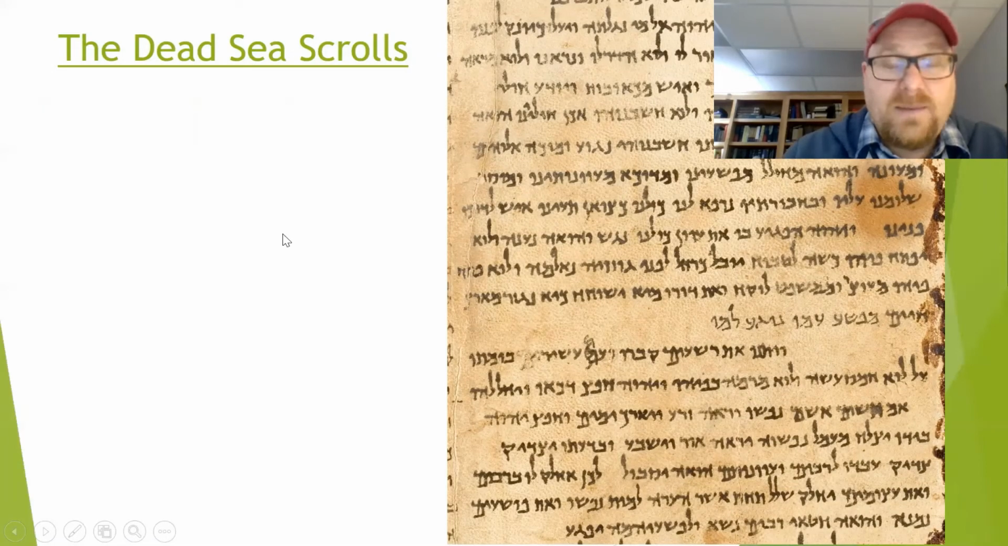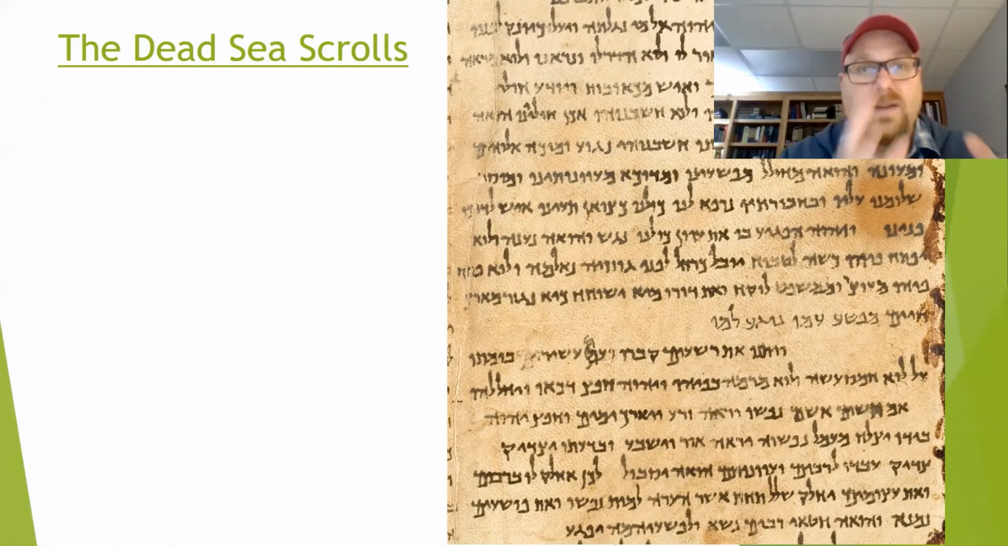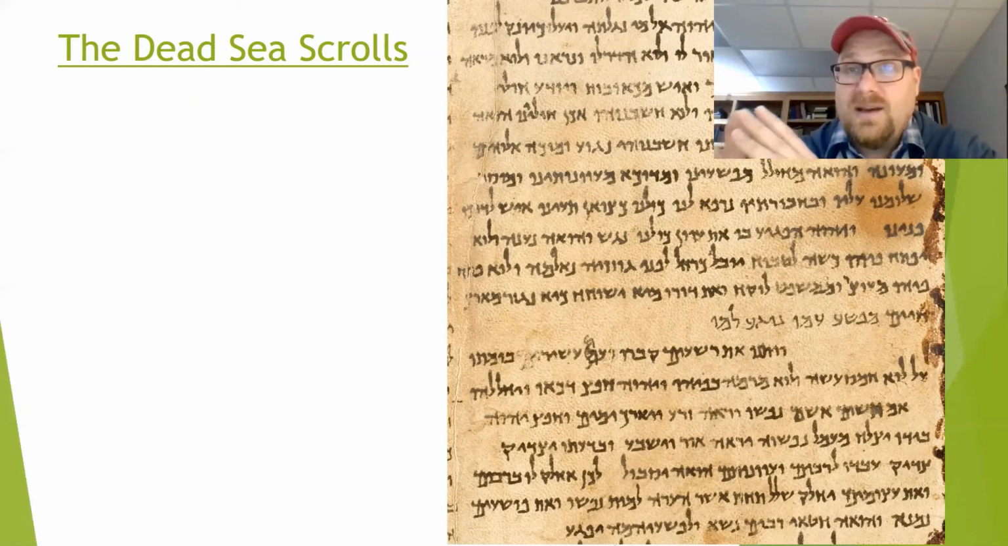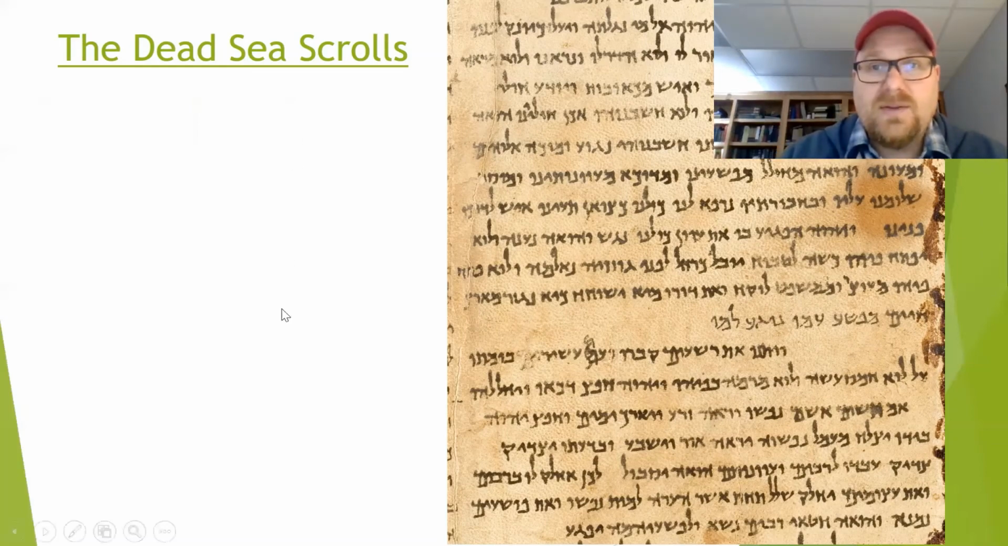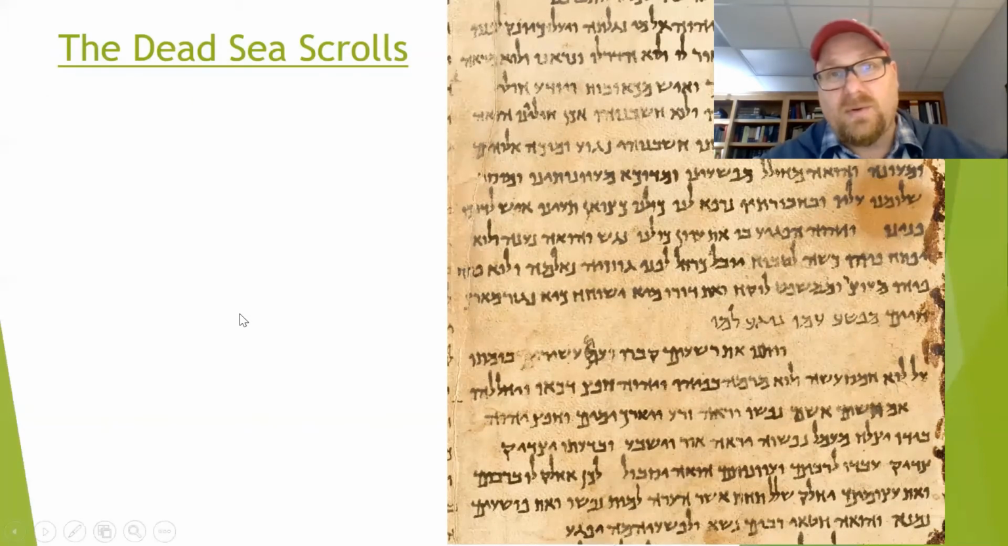Now, the last family that we'll look at, hopefully you're not too confused. We've got the Masoretic text, those Hebrew manuscripts, then we've got those Greek manuscripts called the Septuagint. There's another family of manuscripts called the Dead Sea Scrolls.